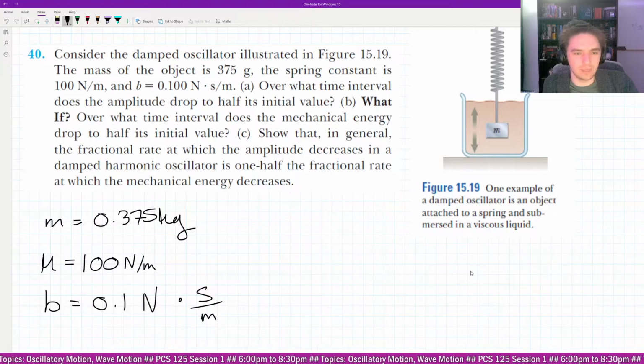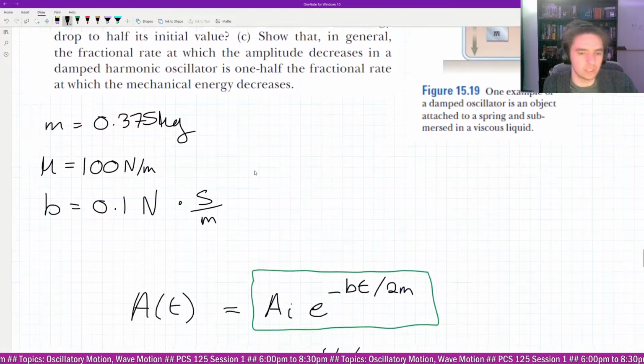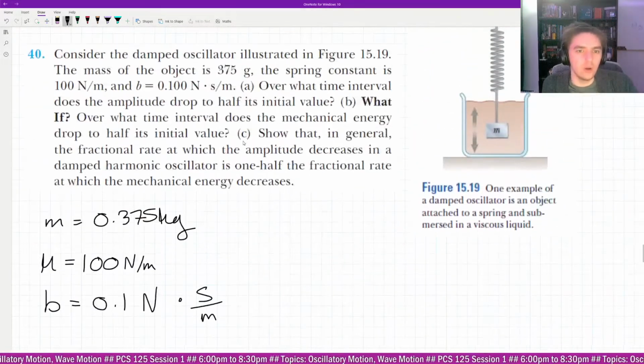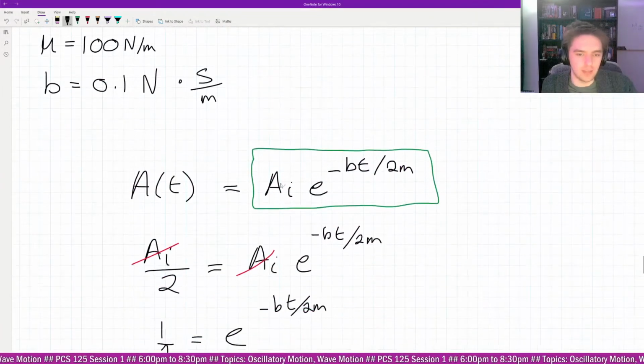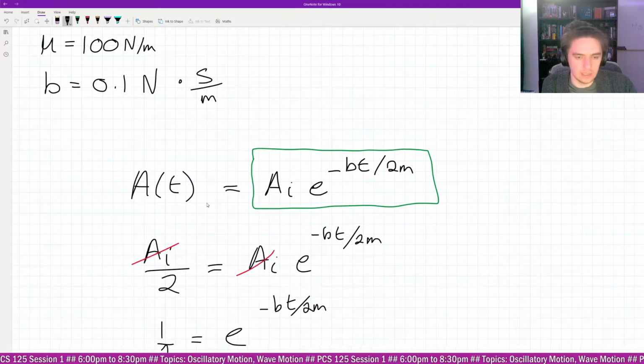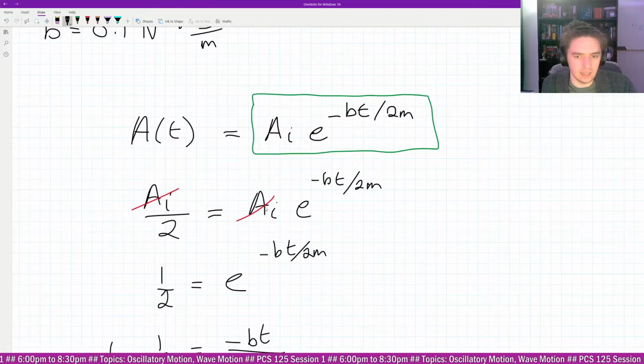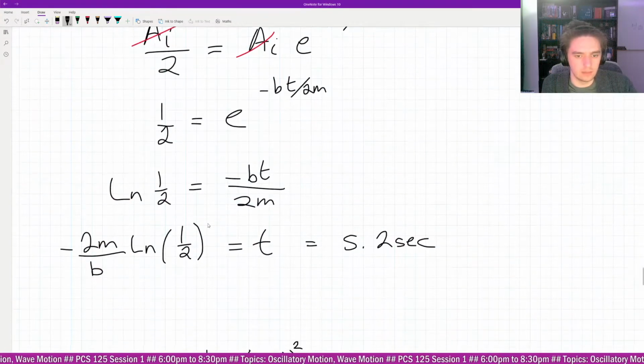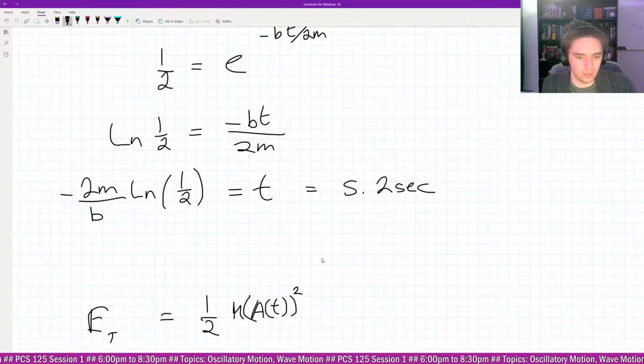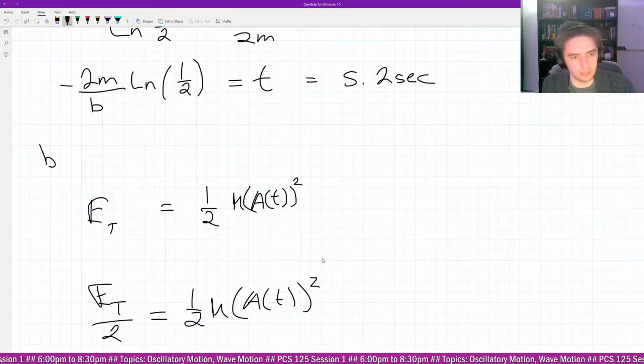So, did you get the amplitude part A? We didn't do part C yet, but did you get part A? No. Okay, I'll explain the whole question. So, when does the amplitude drop to half its value? The amplitude as a function of time is this. So we want to know, when does A of t equal the initial amplitude over 2? So solve for t, and I got 5.2 seconds.